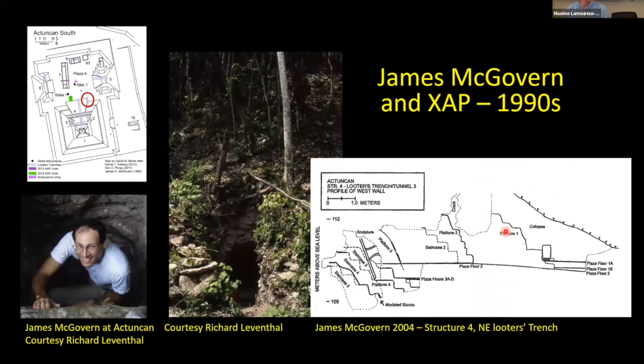Second, within the looters' trench at Actuncan that is now filled in, this is from the northeast looters' trench here, McGovern identified intact monumental polychrome stucco masks flanking the third oldest version of the structure. This mask was between two staircases, indicating that in this phase, the structure had a central staircase and two flanking staircases, with the mask between the central and eastern stair.